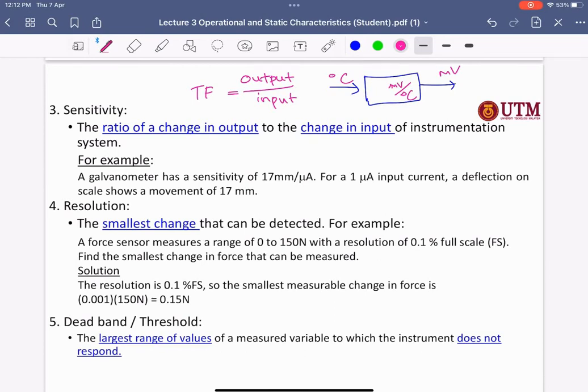For example, a galvanometer has a sensitivity of 17 mm per microamp. So 1 microamp input gives a deflection on the scale showing a movement of 17 mm. The input is microamp, and any current entering the galvanometer produces a deflection in millimeters. So the sensitivity is 17 mm, output over input microamp. If the current entering the galvanometer is 2 microamp, it will be 34 millimeter deflection of the scale. That's what we call the sensitivity transfer function.